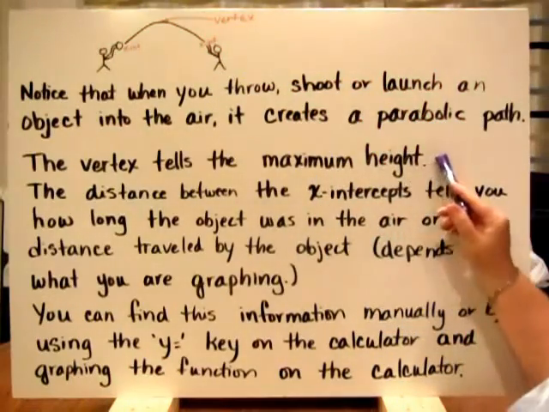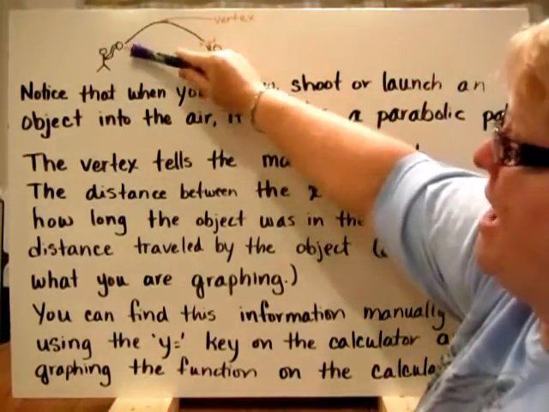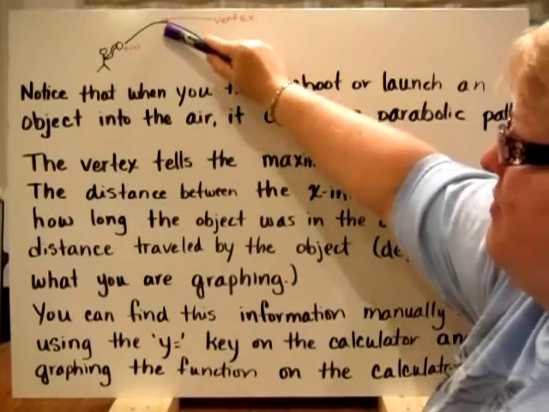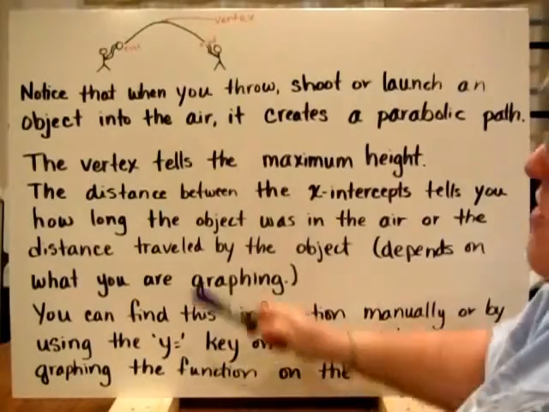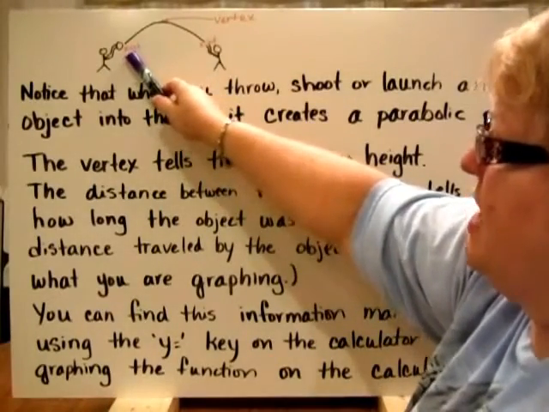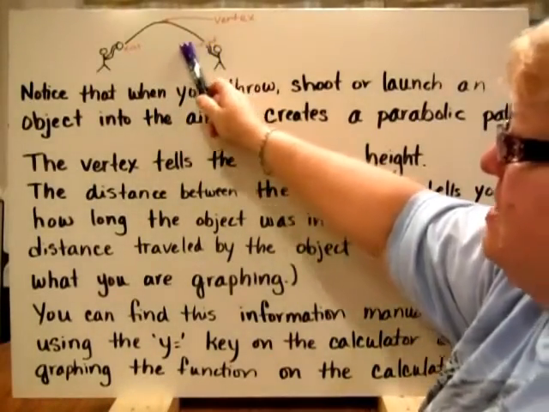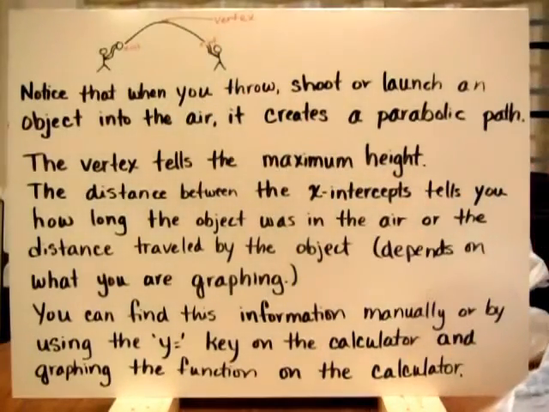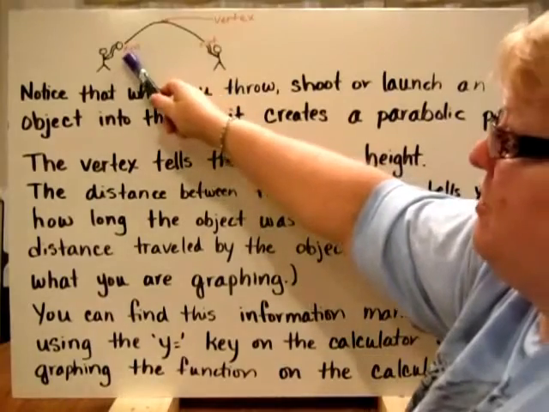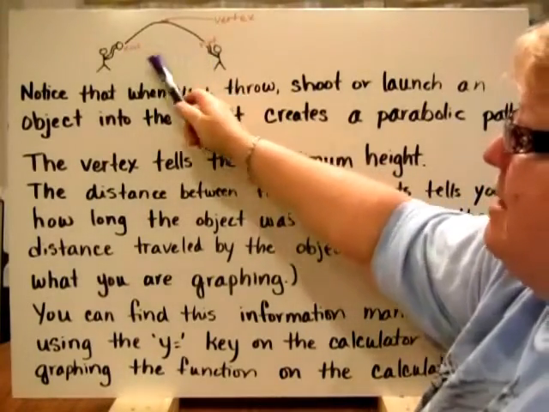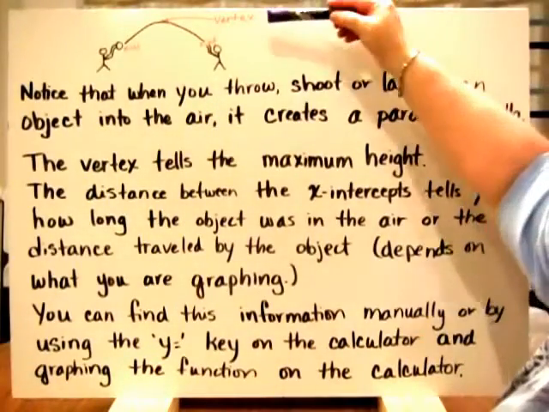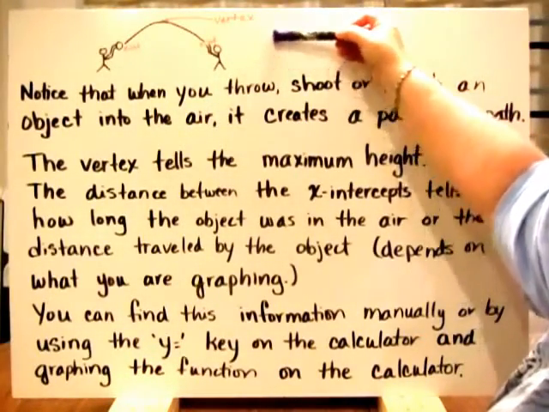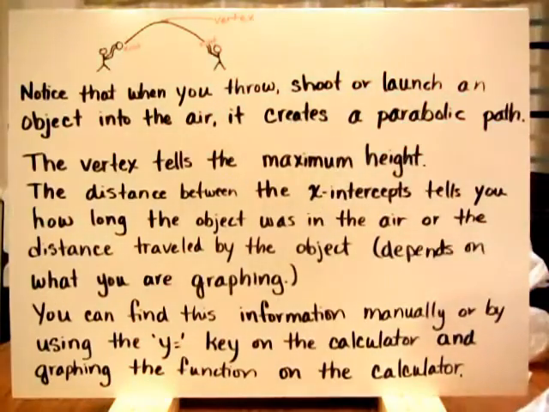The vertex will tell you the maximum height, so if you want to know how high they threw the ball, you would find the y of the vertex. If you want to know how far the ball traveled, you would go from the x-intercept here to the x-intercept here. That would give you the distance that the ball traveled. Or you could graph it versus time, and then when you went from the x-intercept to the x-intercept, it would tell you how long the ball was in the air. So the quadratic function is really useful in these kinds of situations.